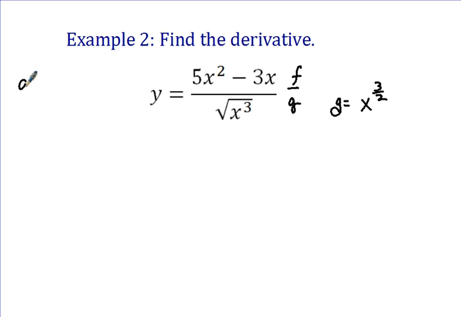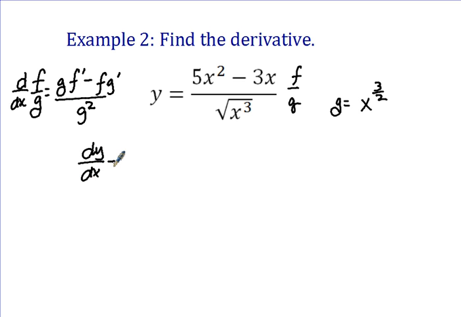Again, I'm going to write our rule just so we can reference it. The derivative of f over g is equal to g f prime minus f times g prime over g squared. Again, remember to get that g f prime first. Order matters here.